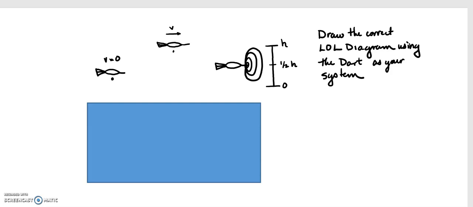Now my drawing's not the best, but assume it starts from a height of 0. So draw your LOL and do your best. And when you think you're done, then you can continue the video and check to see if you did. So I'm going to tell you to pause it in 3, 2, 1. Pause the video now and try your best.